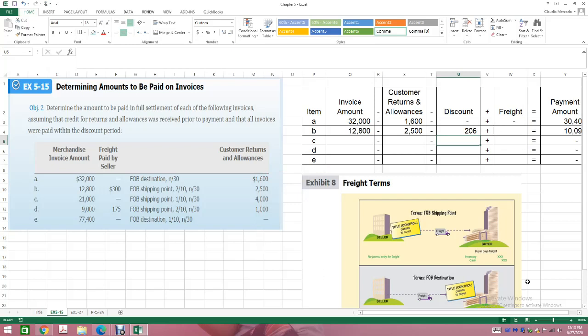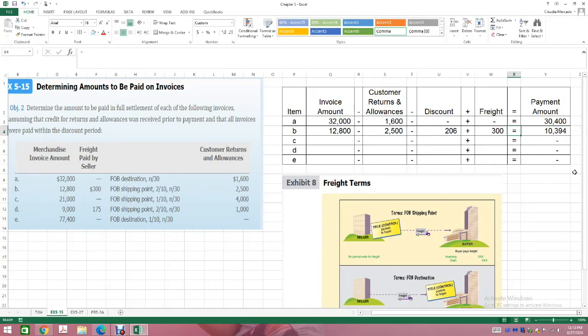Okay. And then do we have any freight? It's FOB shipping point. When we have FOB shipping point, the buyer pays for the freight. We are the buyers, so we are responsible to pay for the freight. Okay, so we have a freight of $300. Okay, so the amount that I have to pay on this particular transaction is $10,394.